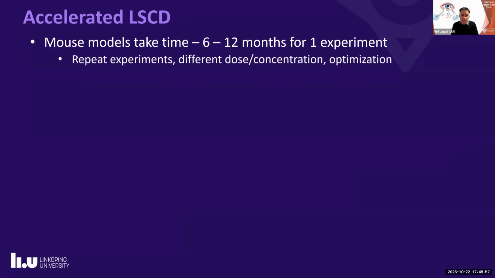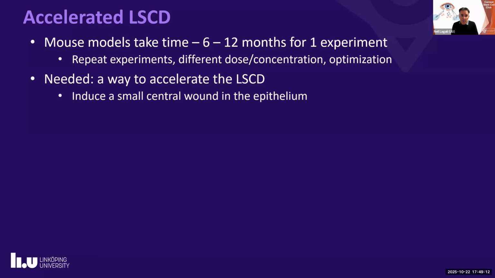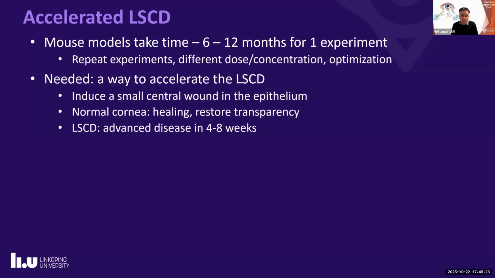The problem then becomes that it takes several months to a year for one experiment, and often we have to repeat experiments because we want to try different dose or concentration of drugs and optimize therapy. So this could take several years. So we need a way to accelerate the limbal stem cell deficiency. So what we do is we make a small central wound, just a superficial wound in the epithelium, that in the normal cornea would heal very quickly and restore transparency. But in LSCD, it advances the disease in a very short time.